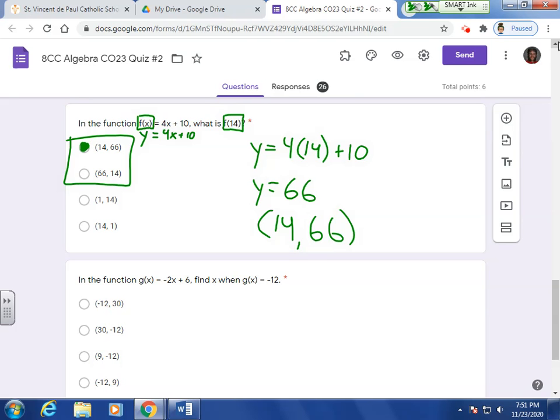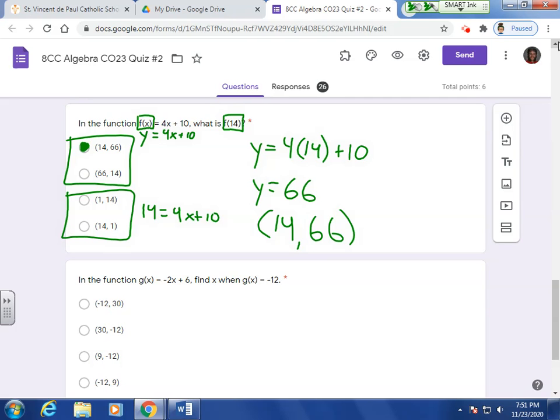The other two options here were if you did it backwards, where you plugged in 14 for Y and solved for X, which is the wrong method to use here. I didn't give you Y, right? But if you did this and solved it, you would have gotten 1 as a solution for Y here. And so if you got this question wrong, you should be able to go back and view it.